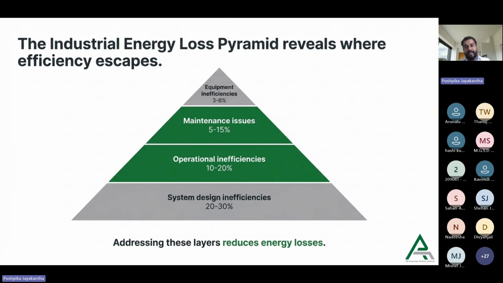Addressing these inefficiencies from the bottom of the pyramid upward provides the greatest opportunity for energy cost reductions. At the base are the system design inefficiencies, which account for 20 to 30%, a large portion of energy losses. Then operational inefficiencies, 10 to 20%, maintenance, 5 to 15%, and equipment inefficiencies, 3 to 8%. System design inefficiencies occur when the overall design of the energy system is not optimized for the process requirement.